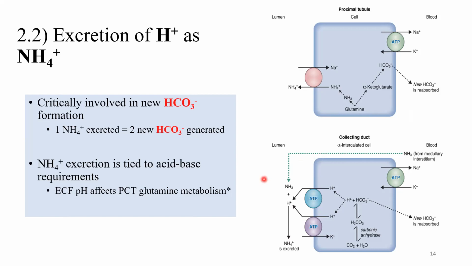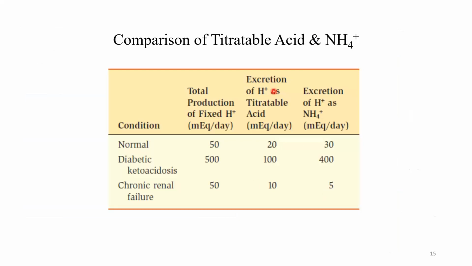The final slide would be a comparison between the phosphate buffer system and the ammonium buffer system. We've already discussed this, but let's have three scenarios, and it's nice because it gives you values. So in the normal situation, say the total production of fixed acid is about 50 milliequivalents per day. Out of this 50, you'll remember this better, the phosphate buffer system can get rid of 20, while ammonium gets rid of 30. So basically there is a 40-60 ratio, 40% and 60%, between the phosphate and ammonium buffer systems.